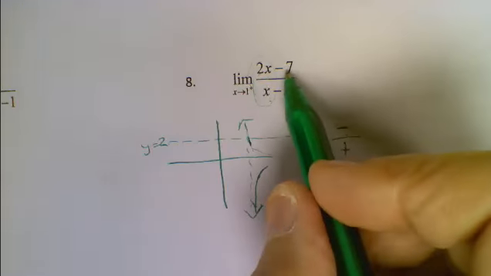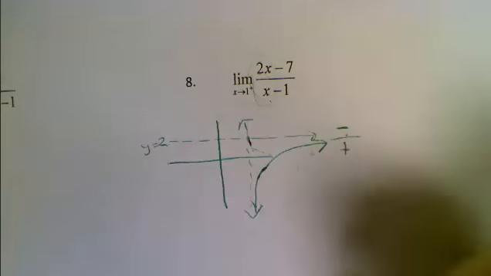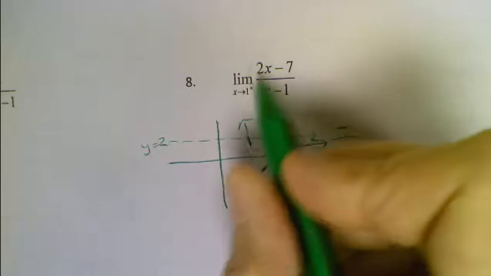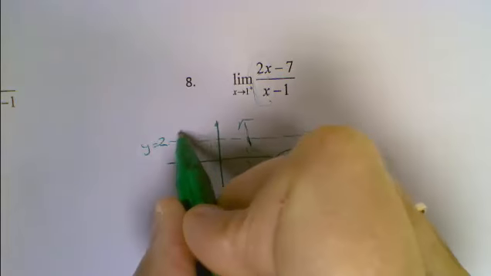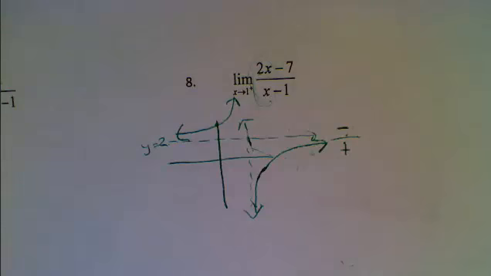2x minus 7 equals 0, so that would be at 3.5. It's going to have an x-intercept, which makes sense, so it's going to come out that way. It also has a y-intercept of 7, so that's clear up here, and it's going to go in that direction. So that's kind of the graph of it.